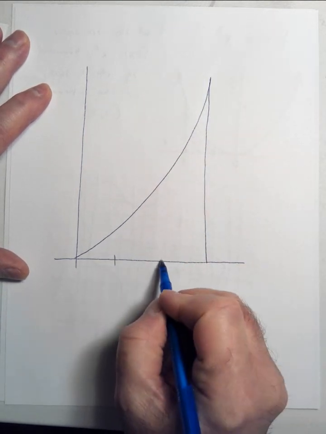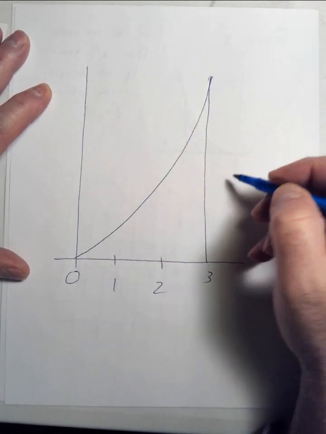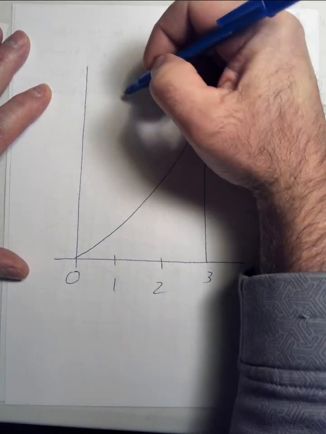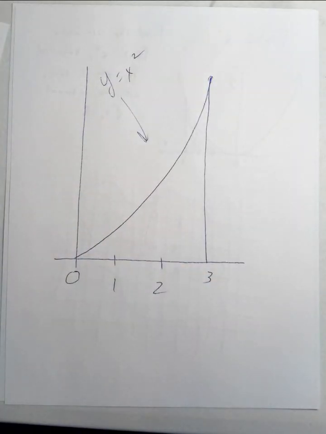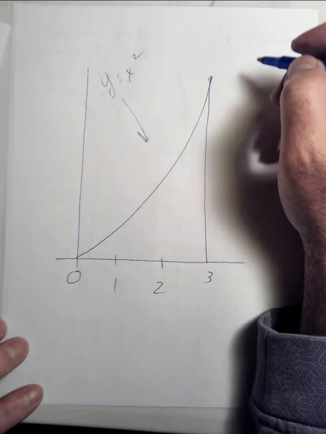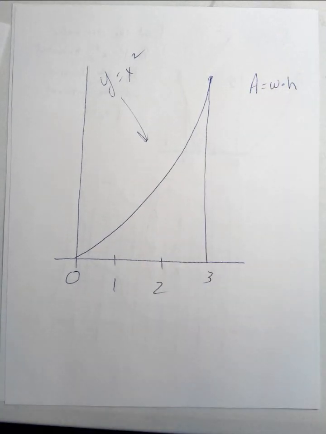Alright, so here's my interval. And this is the area that I'm trying to find here, right? That particular function is y equals x squared. Okay, so I'm going to just use the idea of rectangles. And remember, to find the area of a rectangle, it's equal to its width times its height. And I'm just going to use rectangles here to see if I can determine the area under that curve, bounded by the x-axis on the interval from 0 to 3.